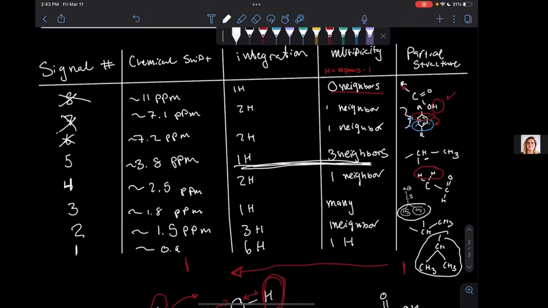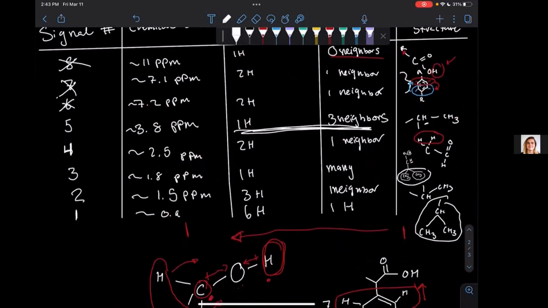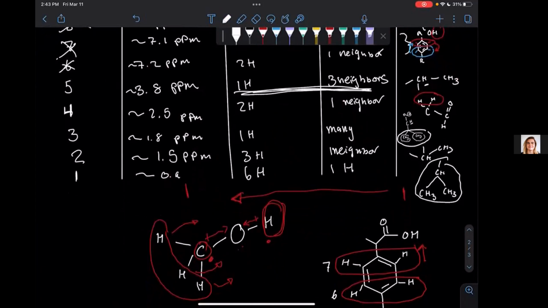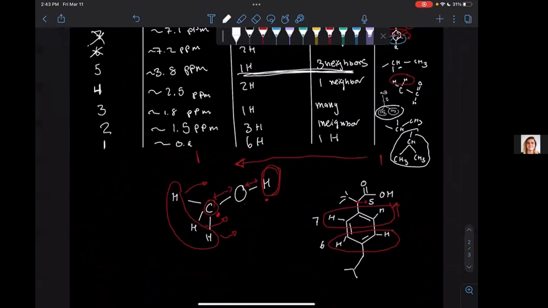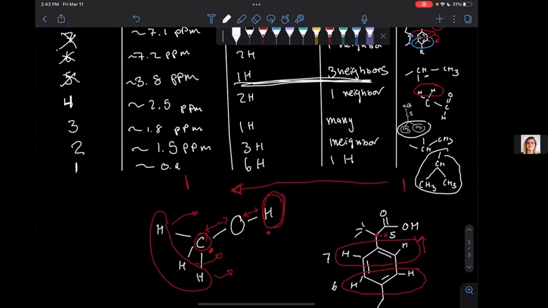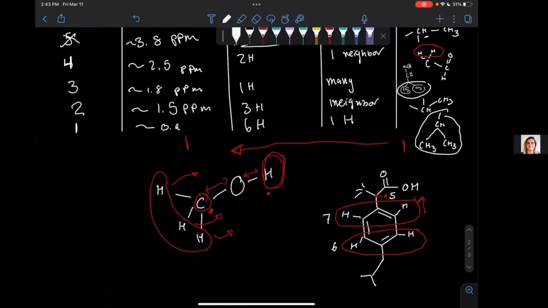Next, we're going to be looking at signal 5, which is going to be 1H with 3 neighbors. So this one we already talked about is going to be right here. There's going to be 1 hydrogen, little guy right there. And that is going to be signal 5 because it's next to CH3, our methyl group, and it's 1 hydrogen. So it's looking good.